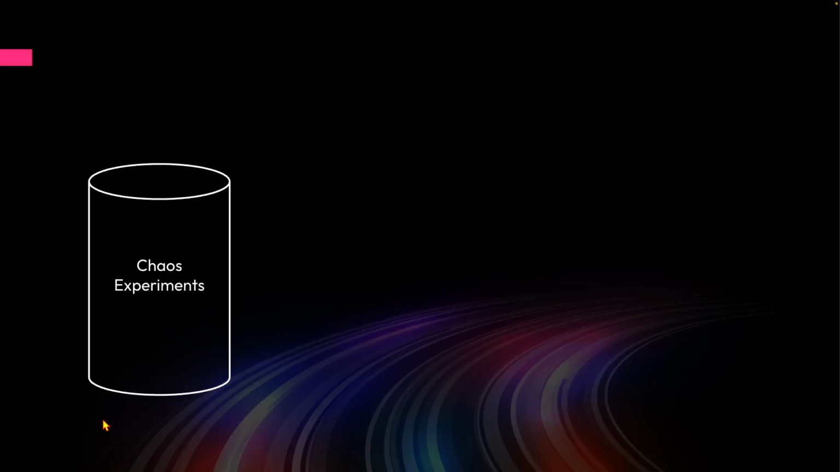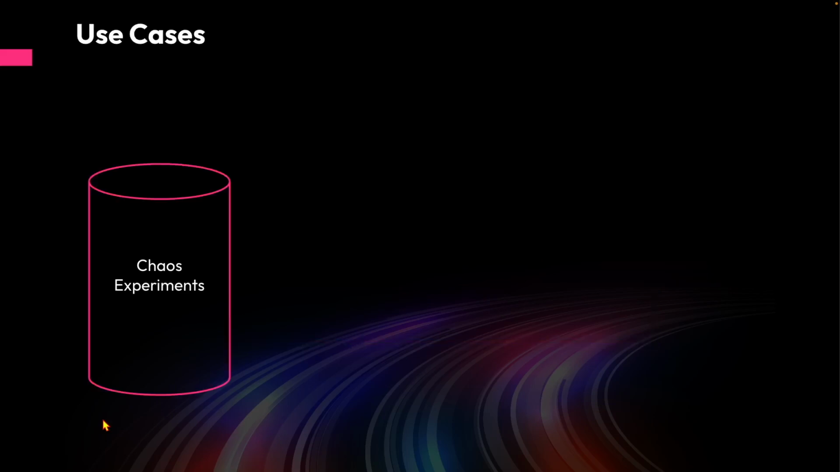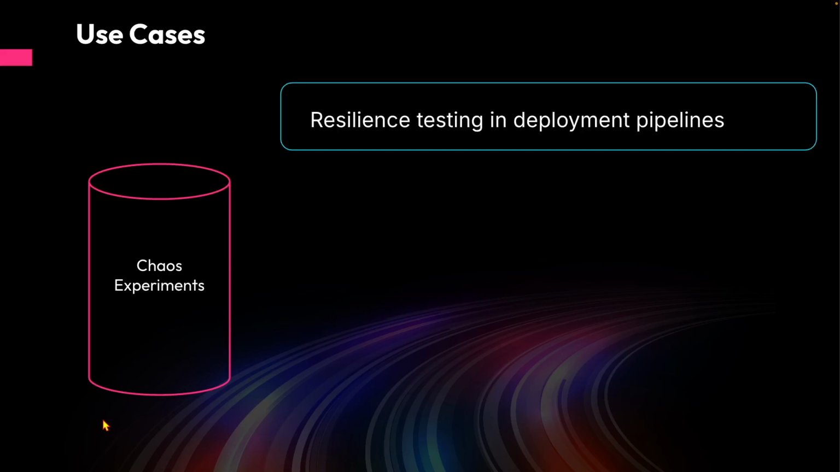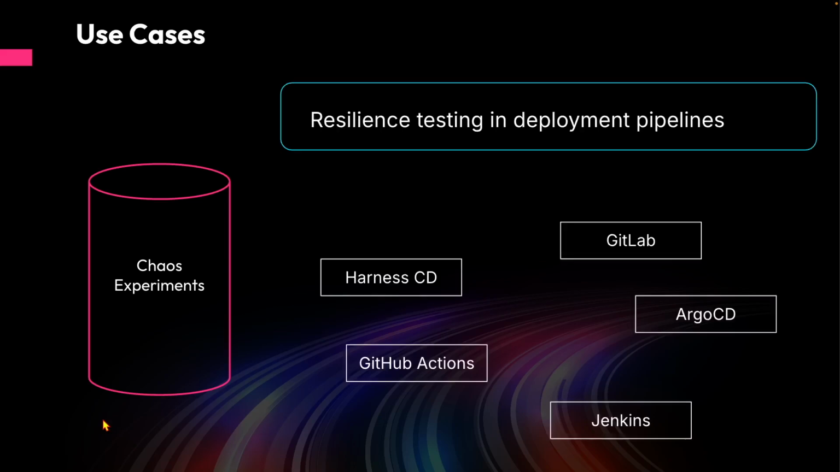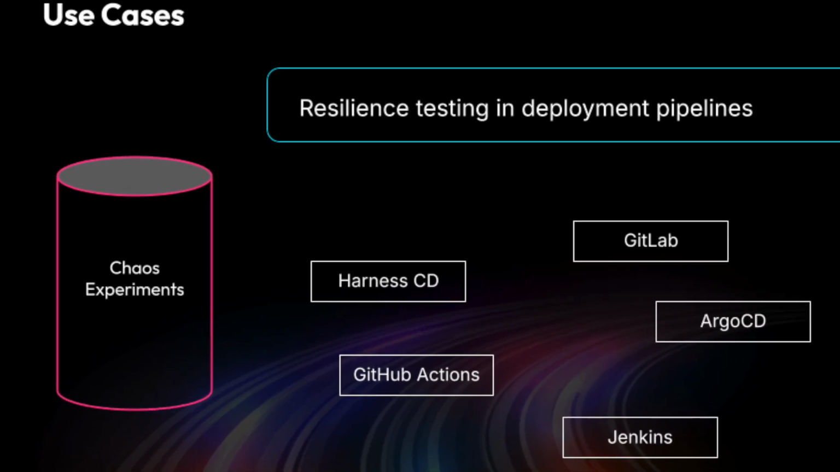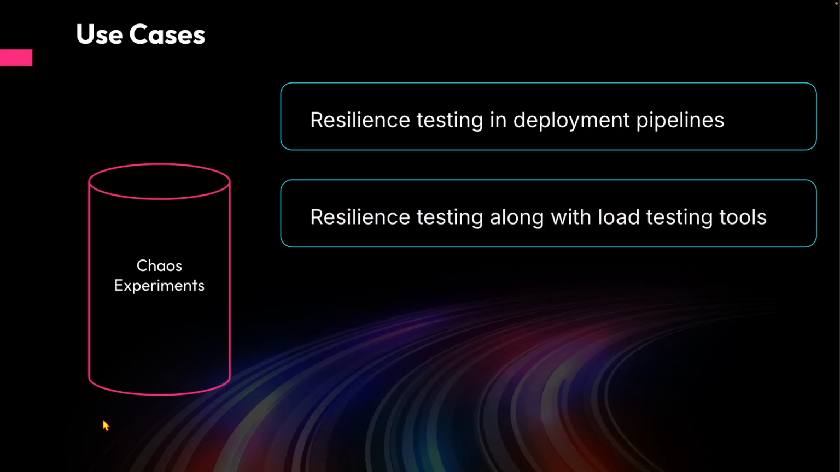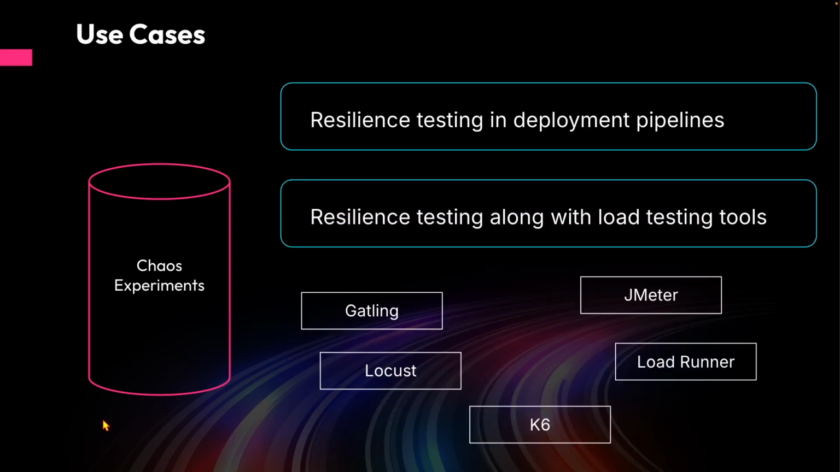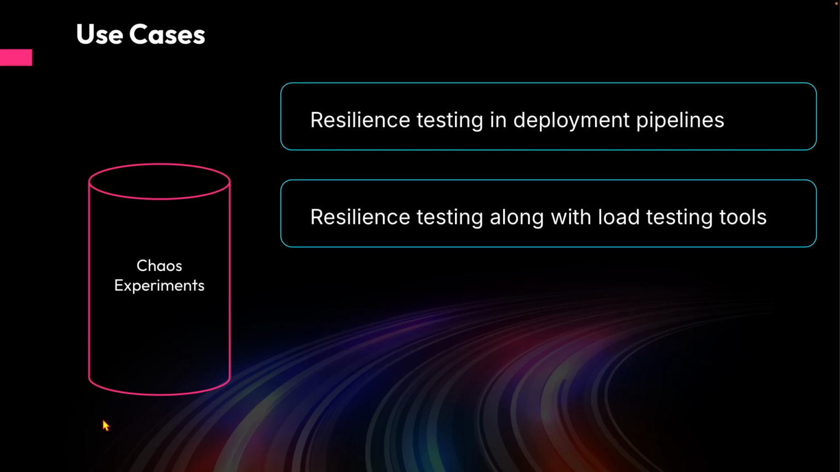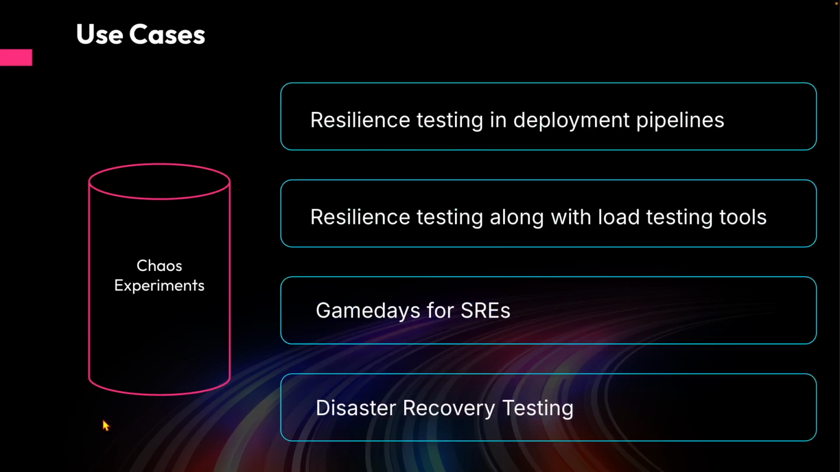Once the chaos experiments are created and are optionally organized into your own chaos hubs, you can use them for various use cases. Some use cases are: you can add chaos experiments into deployment pipelines, such as Harness CD, GitHub Actions, Jenkins, GitLab, etc. You can run them along with load testing tools such as LoadRunner, Gatling, Locust, JMeter, etc. You can use them in the game days using Harness GameDay portal. You can also use these experiments for doing DR testing.